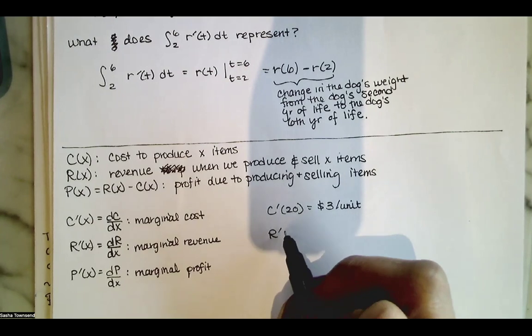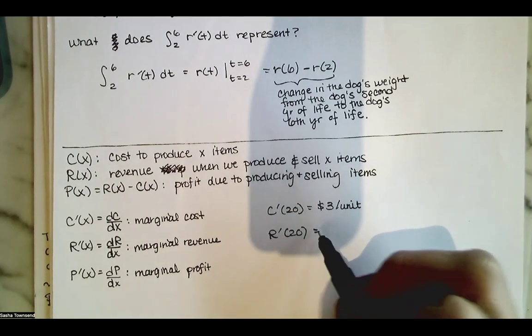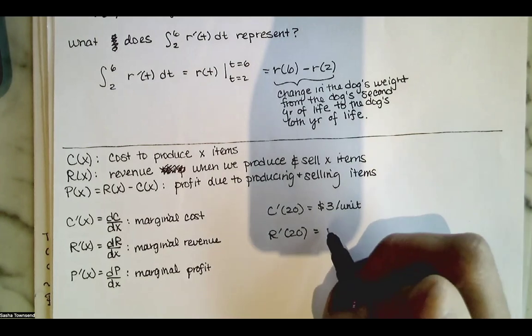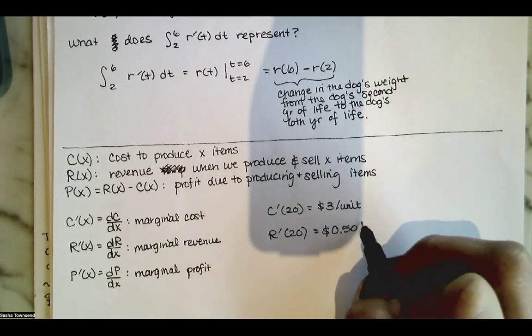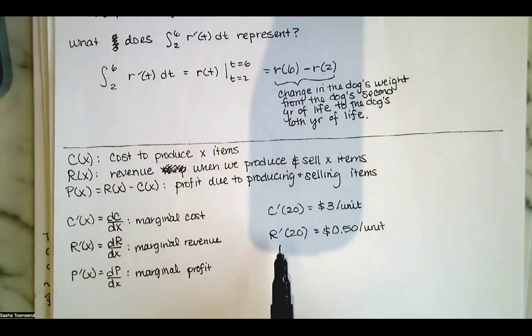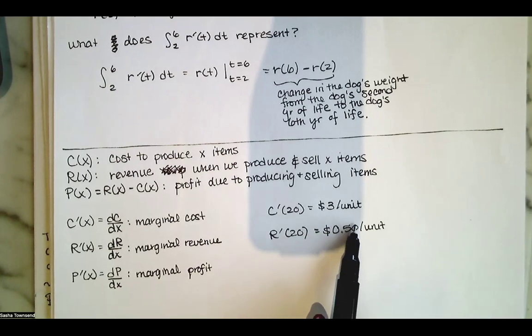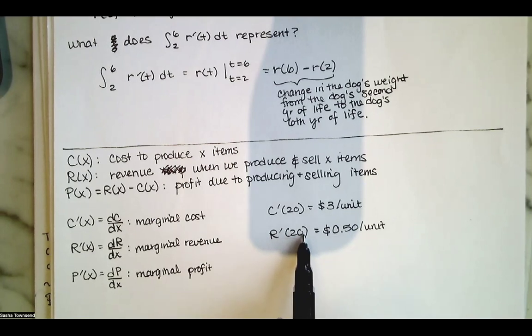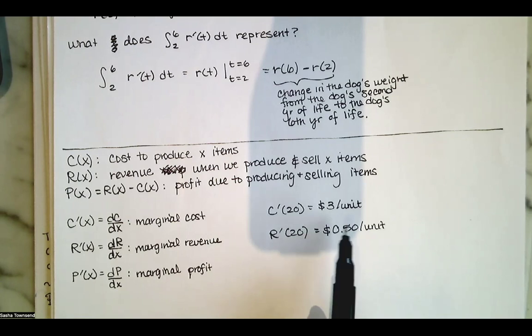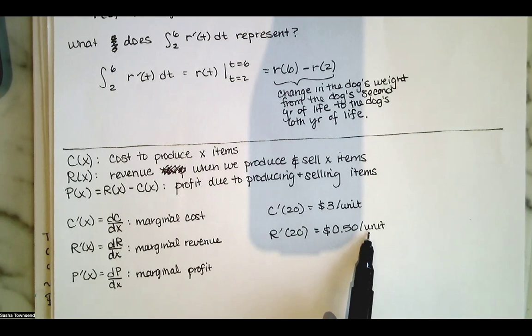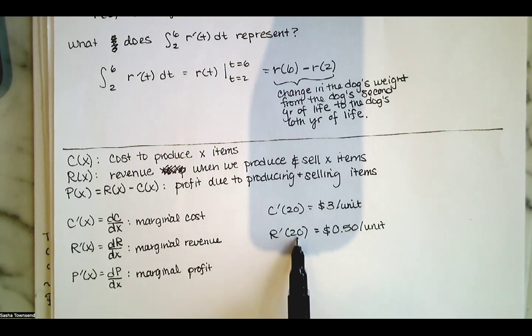Similarly, marginal revenue, R prime of 20, let's say that's 50 cents per unit. This is how much income is coming in, revenue is income. It is how much the revenue increases as we go from selling 20 items to selling 21 items. So that's a very low marginal revenue. We only increase our revenue by 50 cents per unit as we go from selling 20 items to selling 21 items.